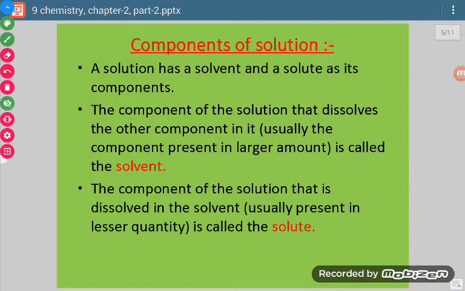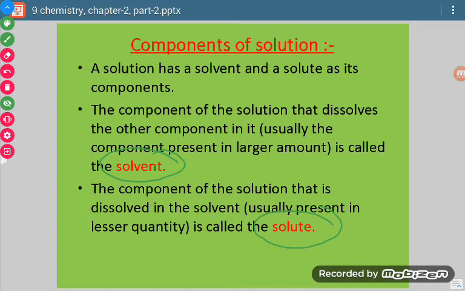Now let us discuss the components of a solution. There are two components of a solution. One is solvent and another is solute. So what is solvent? That particular component which is present in more amount, and in which we can dissolve any other component, will be termed as solvent. Similarly, the component which is present in less amount and can be dissolved in any other component is called solute.